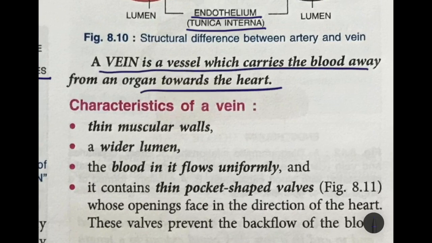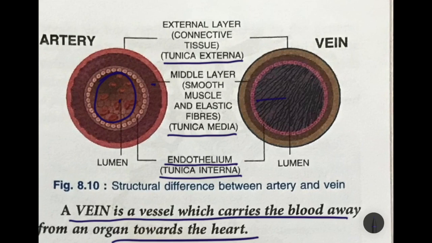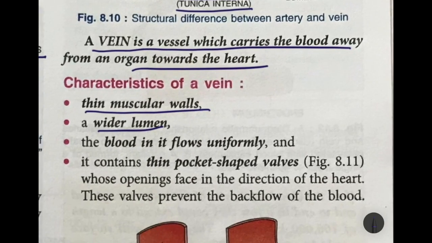So the characteristic of the vein: it has very thin and muscular walls. It has a wider lumen. So here you can see the lumen. If you compare it with the artery here, it has a wider lumen, and the blood in it flows uniformly, nicely, peacefully, and does not flow in spurts.